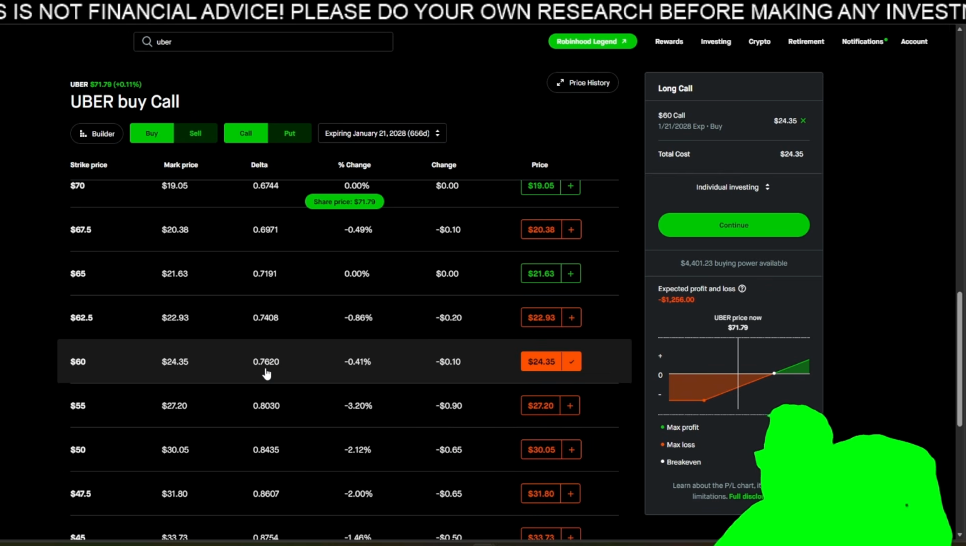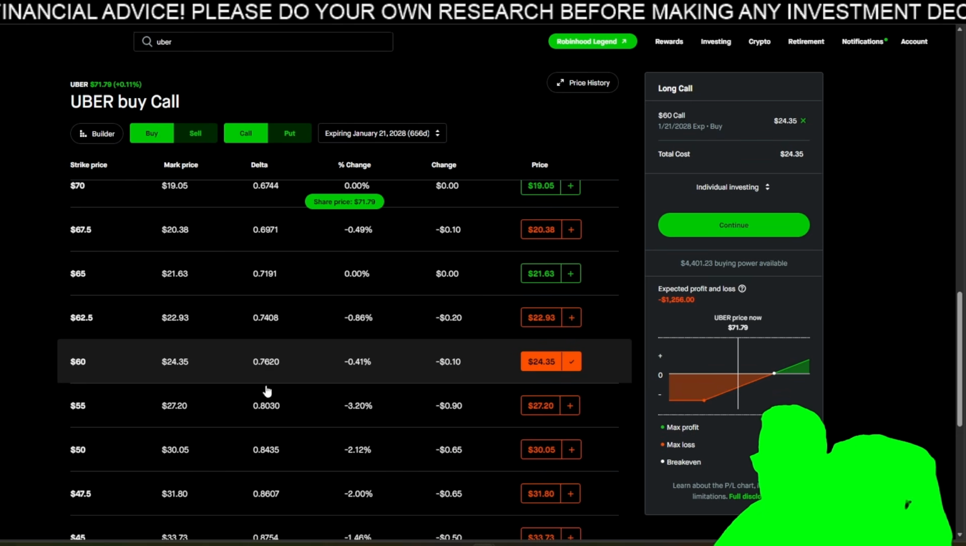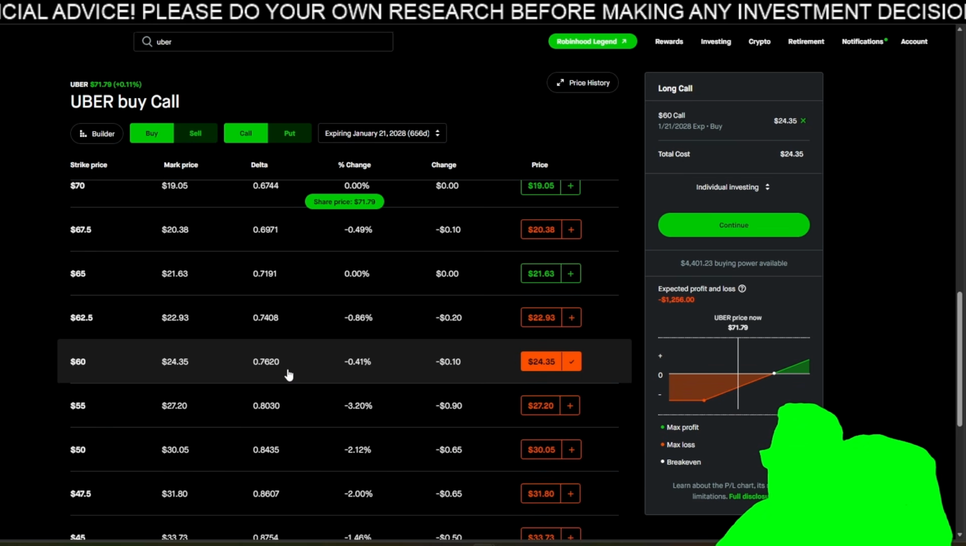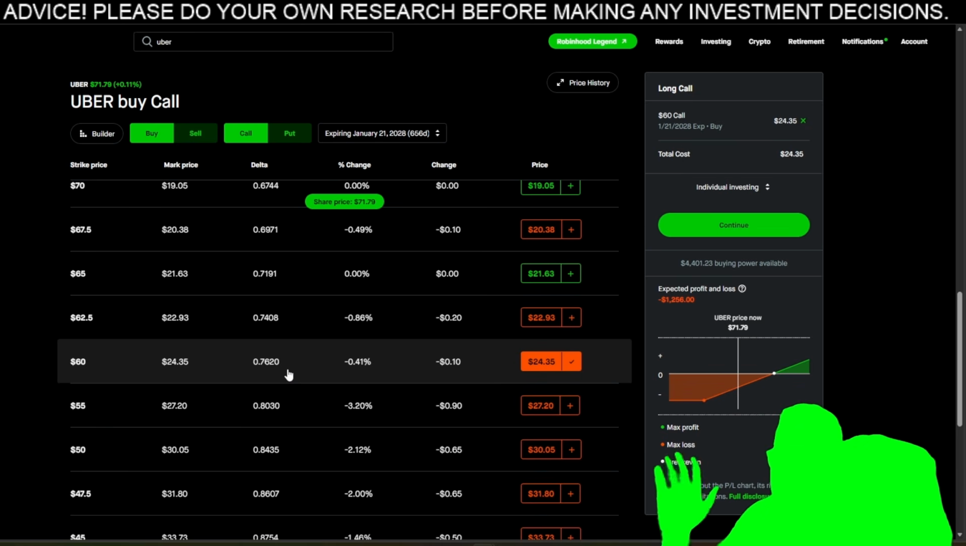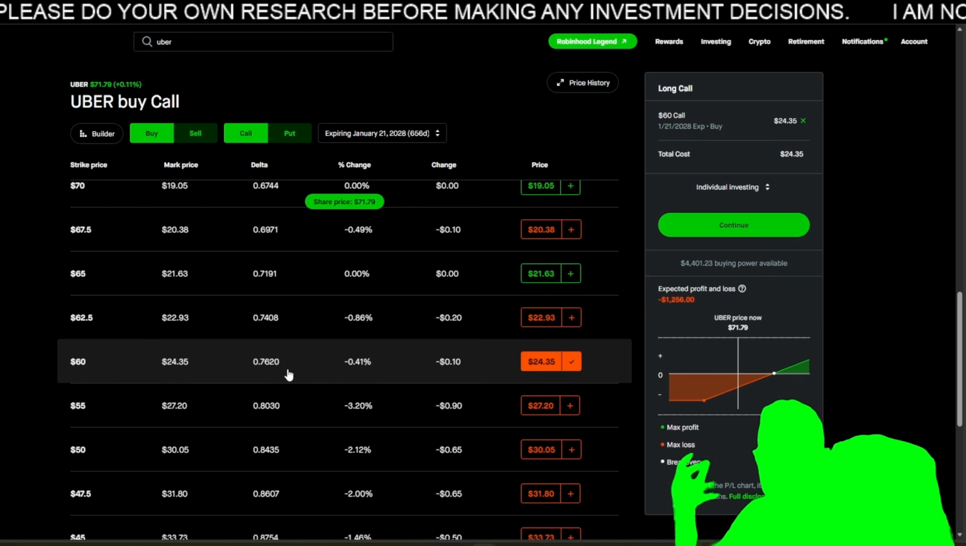So a 76 delta means you're going to be expiring in the profit 76% of the time. It's not guaranteed. Obviously, these numbers fluctuate a lot, as you will see when you do more options trading. But that is how you look at LEAP options here. Again, with LEAP options, you're basically getting exposure and leveraging your portfolio.